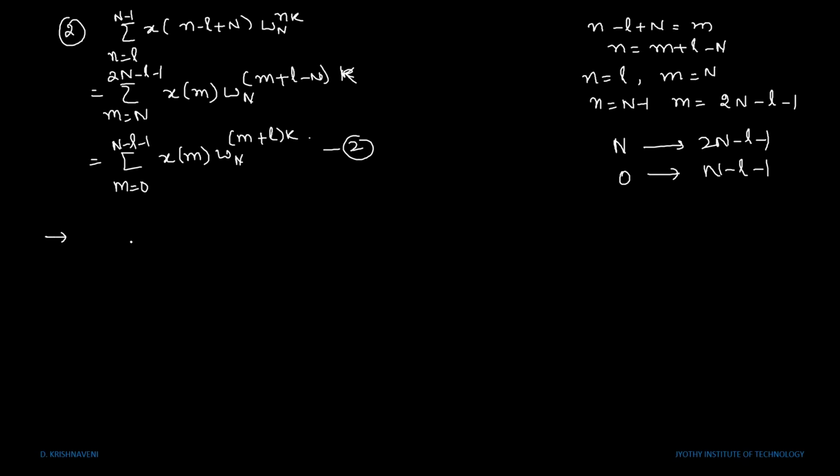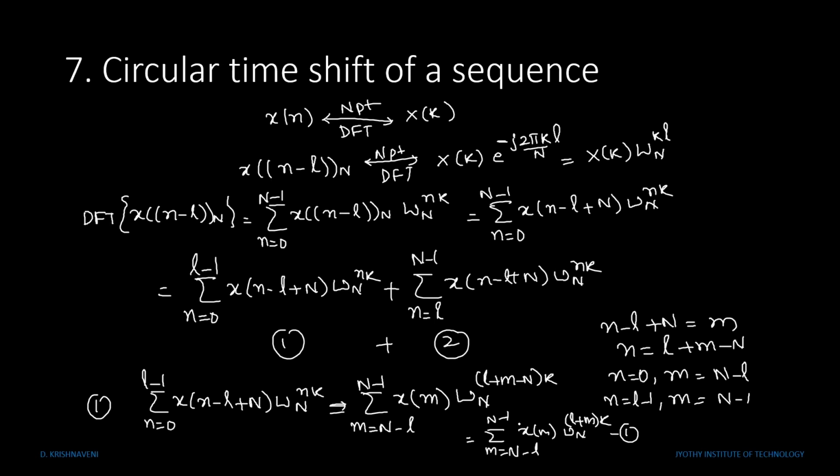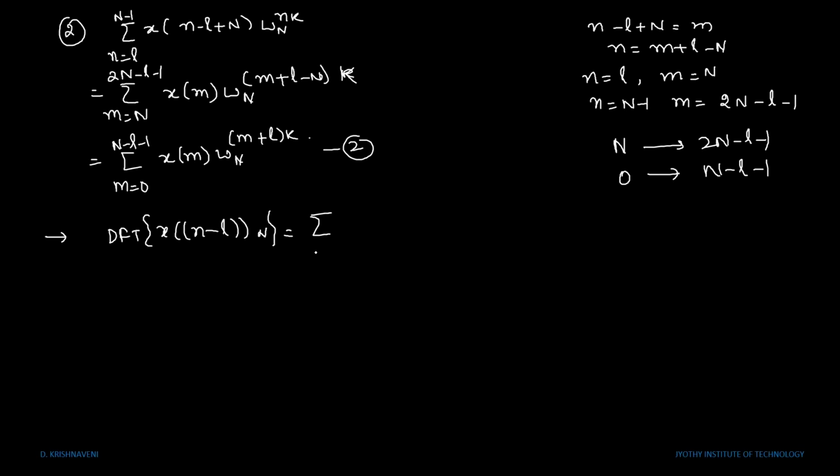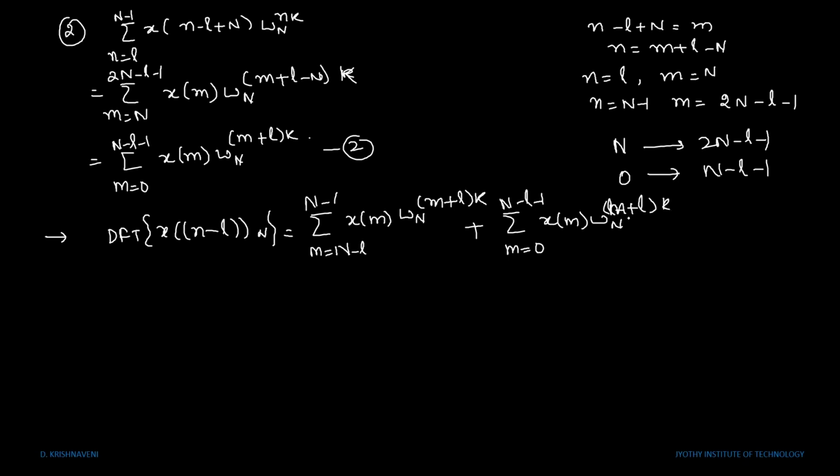So the actual DFT of x of (n minus L) modulo N is equal to our first equation plus second equation. First equation we had got summation m is equal to N minus L to N minus 1 x of m W_N to the power of (m plus L) into k, plus the second one, that is summation m equal to 0 to N minus L minus 1 x of m W_N to the power of (m plus L) into k. Now here you can see inside the two summations, whatever terms are there, they are same, and you see the summations here. Summation m is equal to N minus L to N minus 1, and here it is 0 to N minus L minus 1.